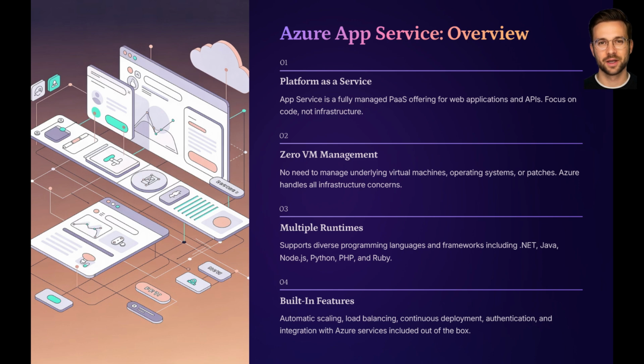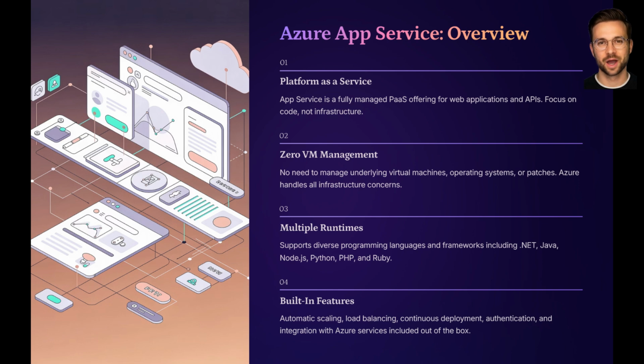Azure App Service provides built-in features such as automatic scaling based on demand, built-in load balancing, integration with Azure Active Directory and other identity providers, and continuous deployment integration with tools like GitHub and Azure DevOps. App Service is ideal when you want to focus on application logic instead of managing servers.